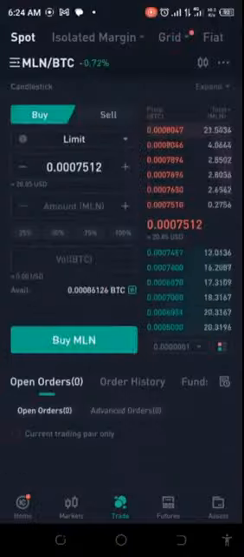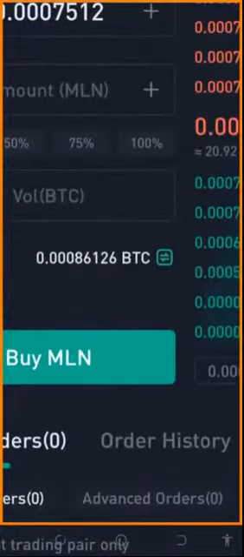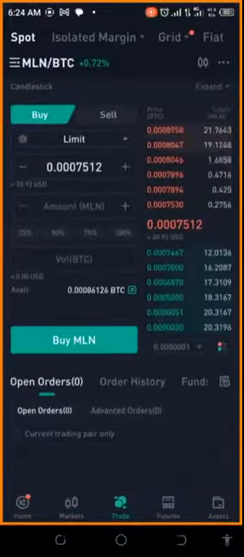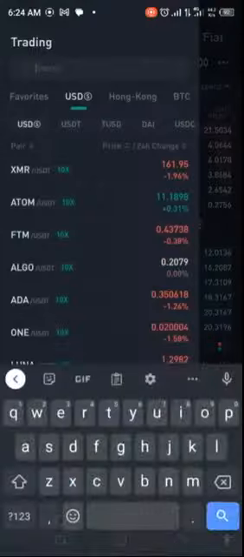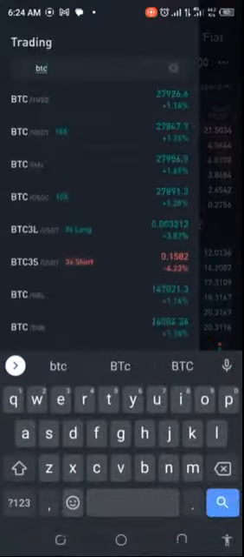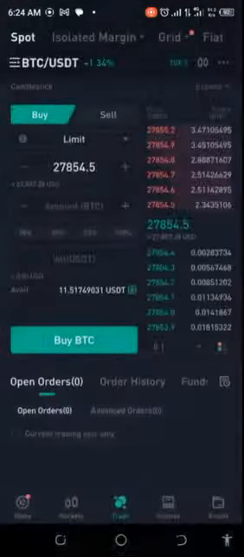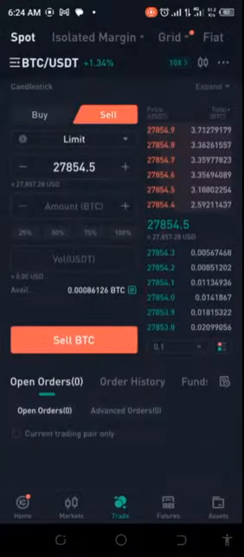All right, so I'm back. And right now we have sold the MLN to BTC. So how much do we have? We've gotten 0.0086126. So let's quickly go over to BTC and change that to see how much we can get. All right, so we're going to have to sell. Let's see what we have.